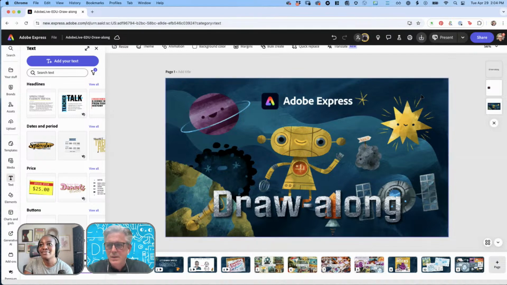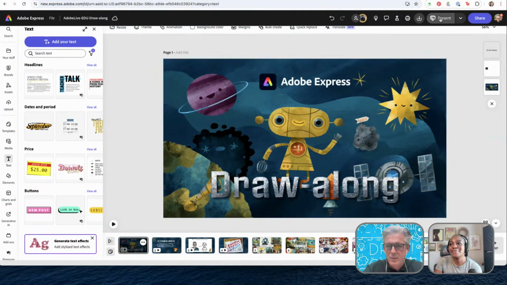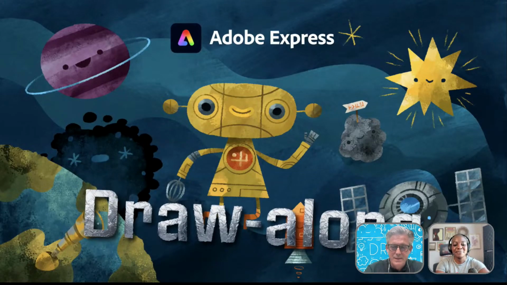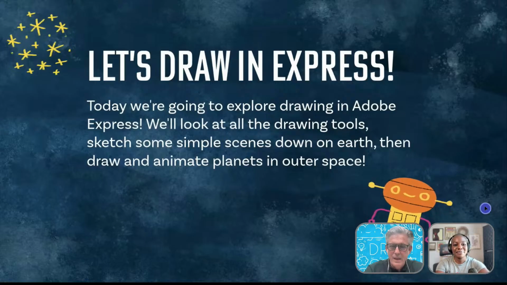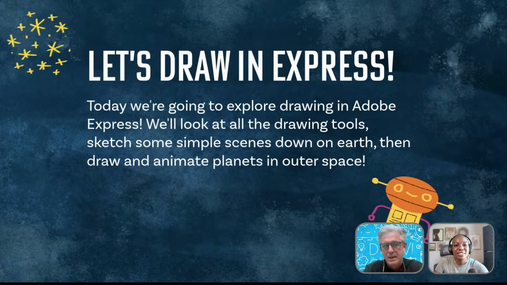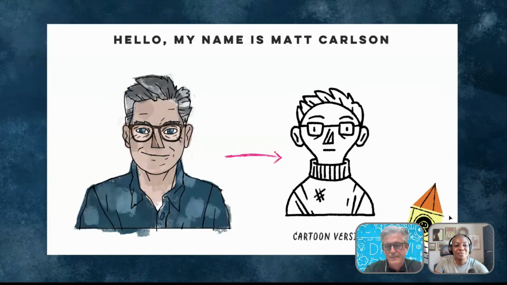Okay. So one moment, I'm going to share and we're going to see some interesting things. So today in the draw along, we're going to have kind of an outer space theme, and I'm going to get to that in just a moment. We're going to look at some drawing tools and how you can bring it back into the main Express experience and begin to animate those.